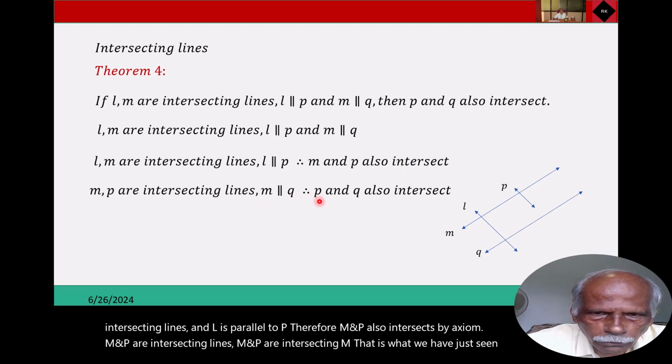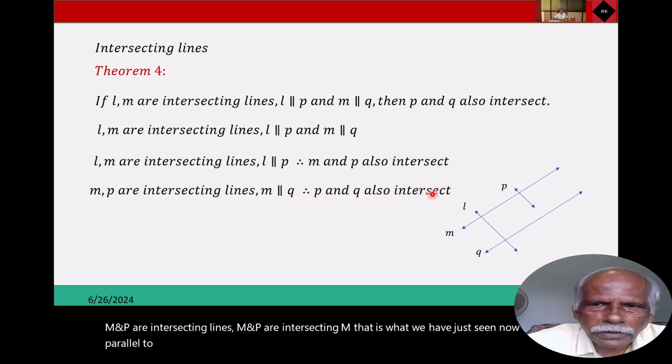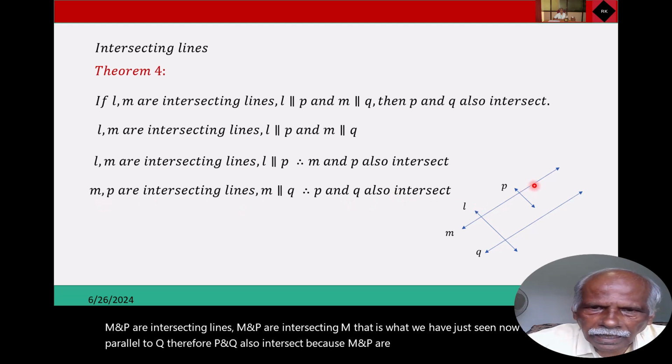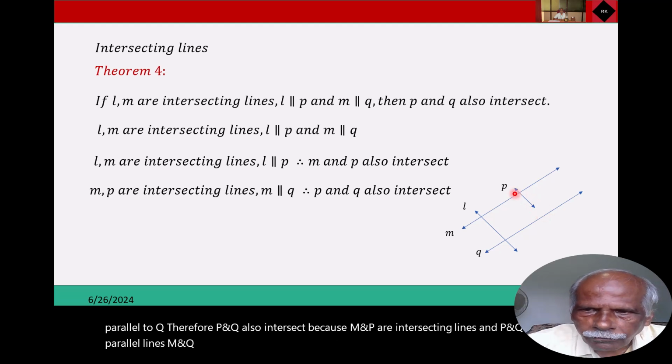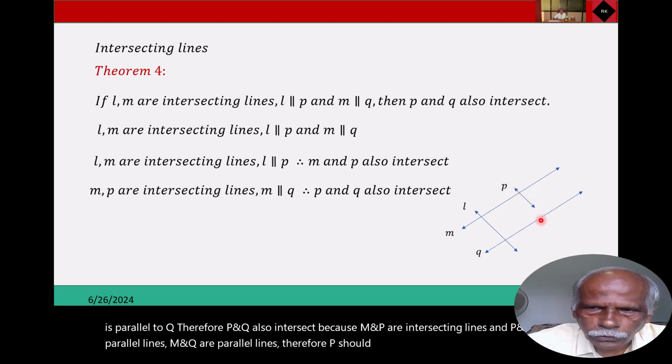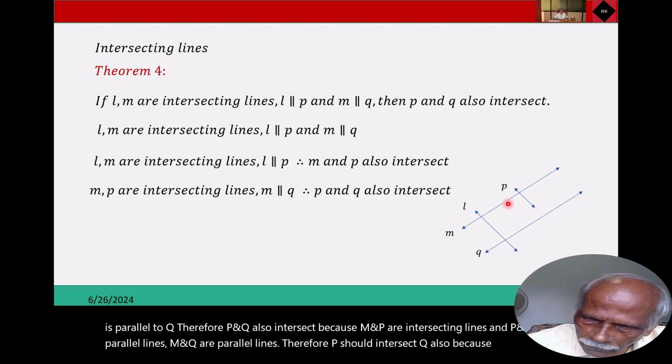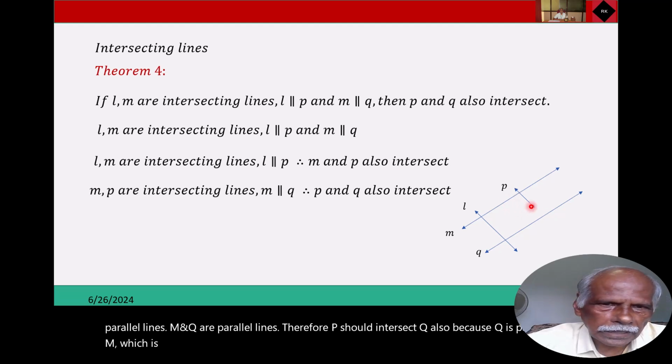And M is parallel to Q. Therefore, P and Q also intersect. Because M and P are intersecting lines and M and Q are parallel lines. Therefore, P should intersect Q also, because Q is parallel to M, which is intersected by P.